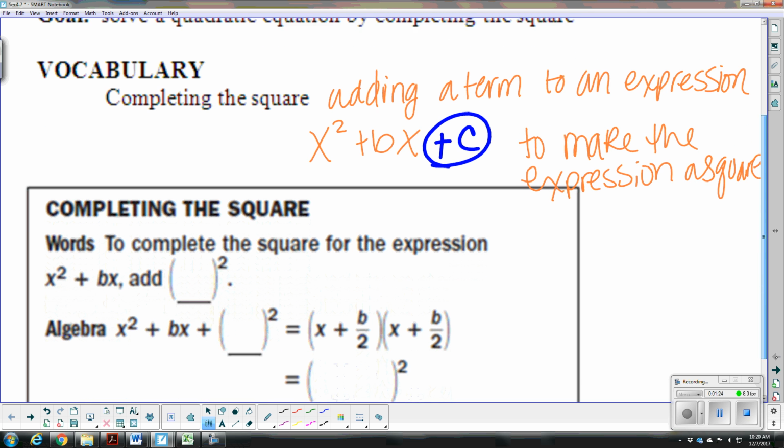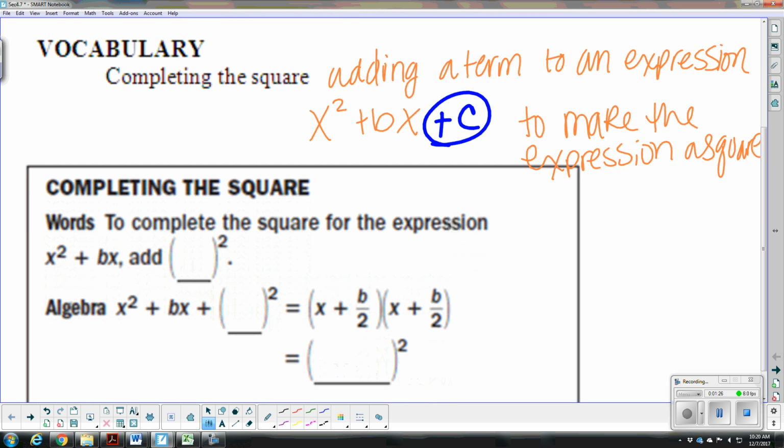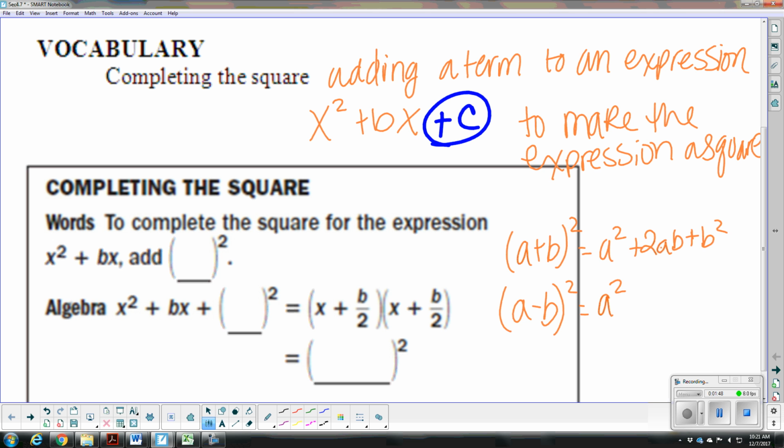So if you remember our shortcut from lesson 4.3, I think it was, maybe 4.4, it was a plus b squared equals a squared plus 2ab plus b squared. And then our other part was a minus b squared equals a squared minus 2ab plus b squared. So this is what we're trying to do. We're trying to make this quadratic expression a perfect square.